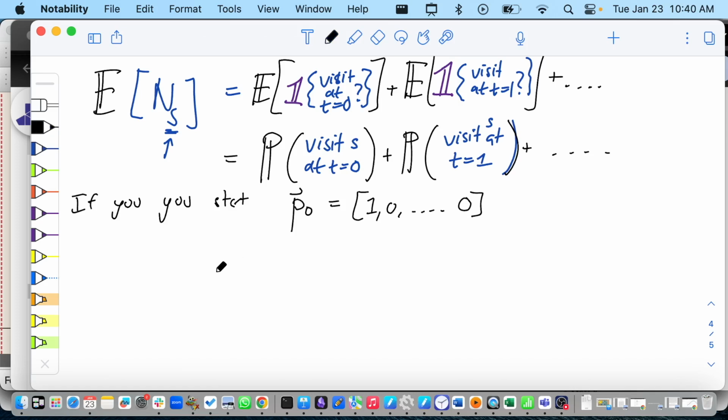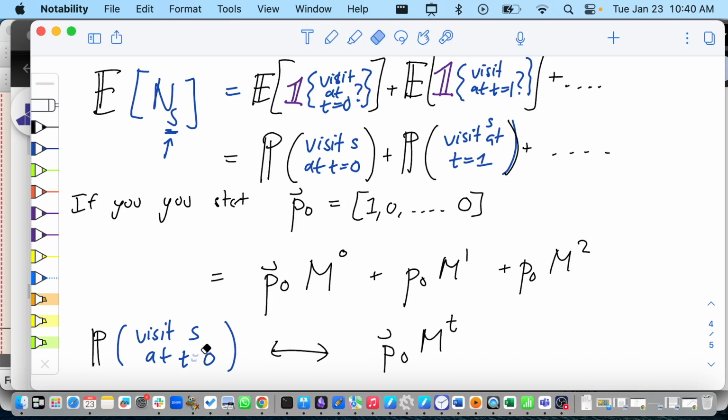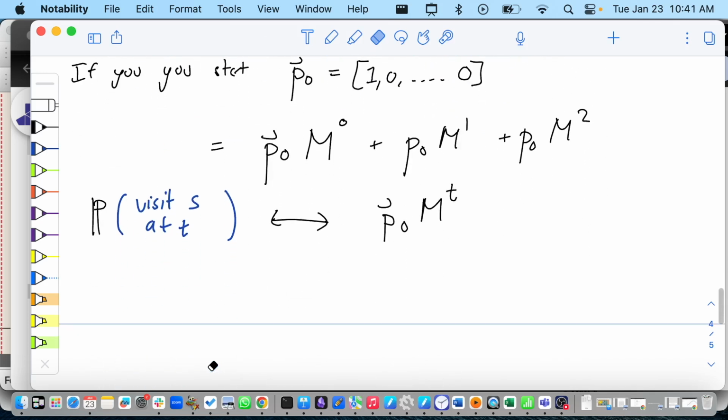So what we want to do involves p0 times the matrix to the power 0, plus p0 times the matrix to the power 1, plus p0 times the matrix to the power 2. This is using the fact that the probability to visit state S at time t is related to, I'm not going to put equals yet, p0 times M to the power t.